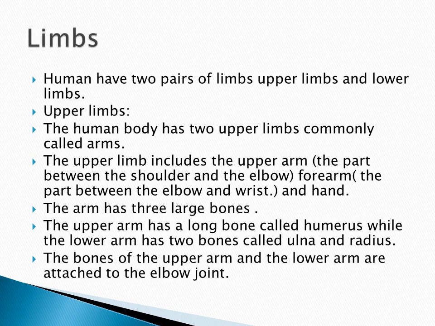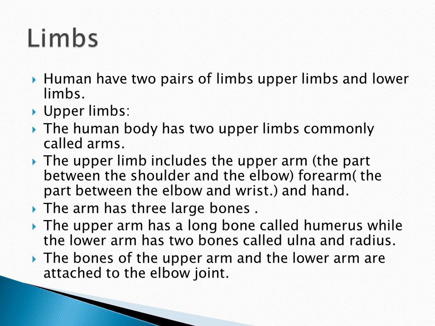In the human body, we have two upper limbs. They are called arms. So we have two arms, right? The left arm and the right arm. So totally we have two arms. The upper limb has the upper arm, the part between the shoulder and the elbow. And the next one is called the forearm, between the elbow and the wrist.